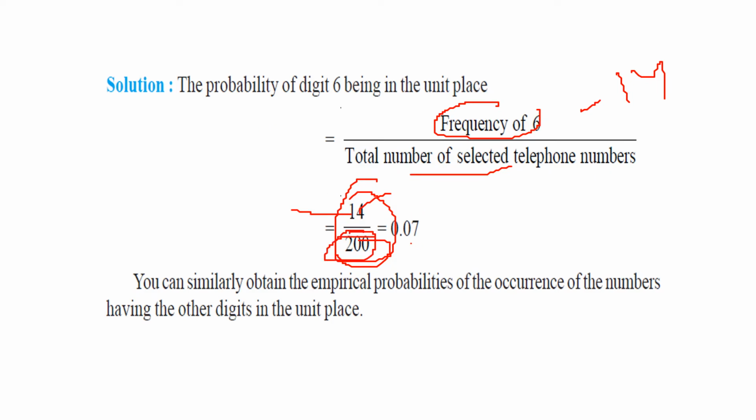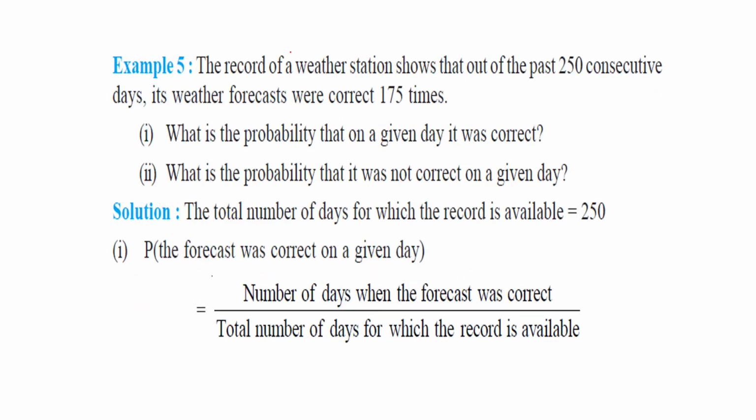14 by 200, that is 0.07. This comes between 0 to 1, so this is correct. The record of a weather station shows that out of the past 250 consecutive days, its weather forecast were correct 175 times. What is the probability that on a given day it was correct?